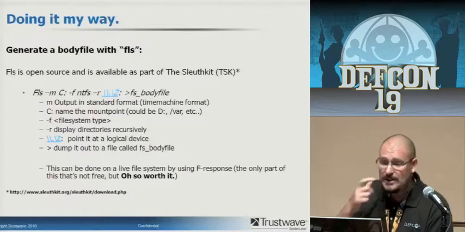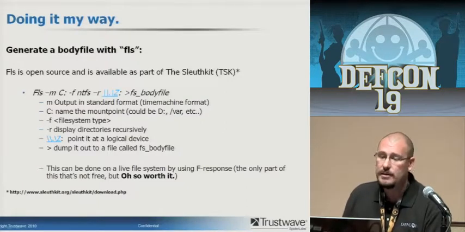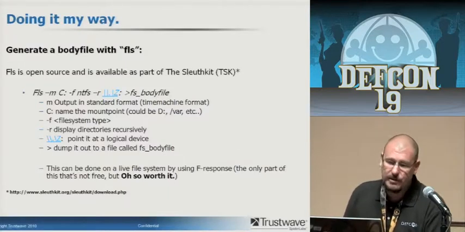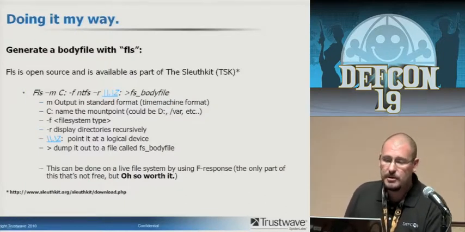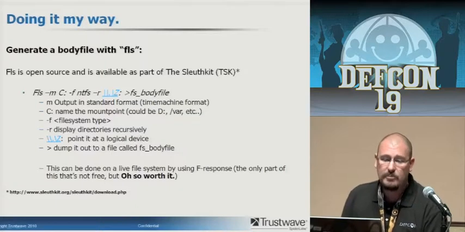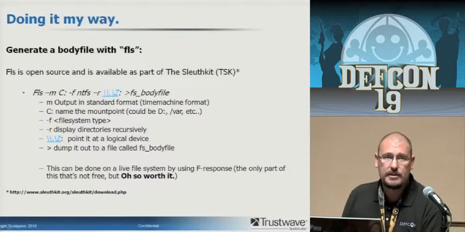I've got a little detail here about what this command is actually doing. -m outputs in a standard format, in this case time machine format. -c names the mount point, and again, there could be D, could be var, could be root, whatever you're working on. -f, you designate the file system type. -r, you display everything recursively, and then point it at a logical device. And then the greater than dumps it out to whatever kind of file you want to call it. It doesn't matter, just whatever you want.